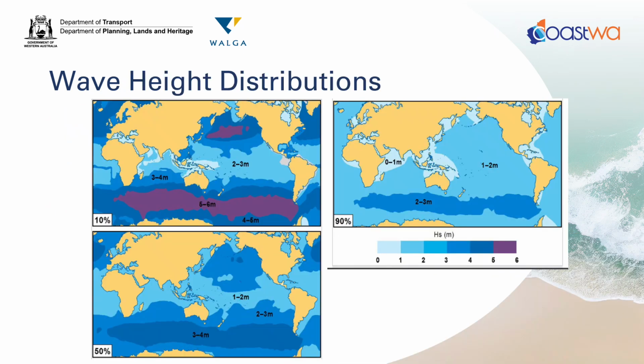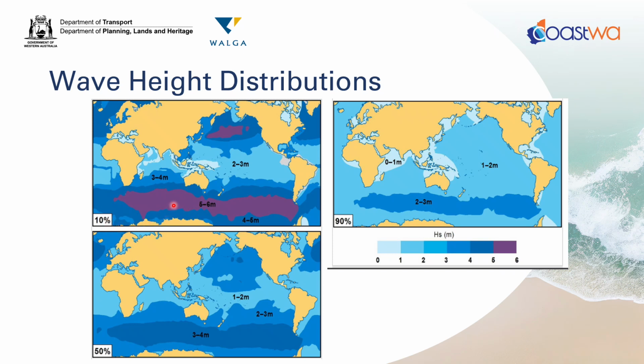Just to give you some overall context of why waves are so important, these are a few plots that show the percentage exceedance of wave heights around the globe. I'll explain what I mean by that. In this top plot we've got 10%. What this plot is showing is that 10% of the time, the wave heights will be larger than what is shown in that plot.